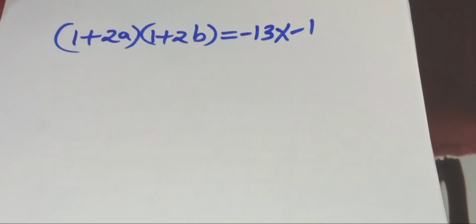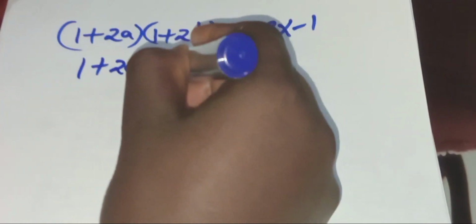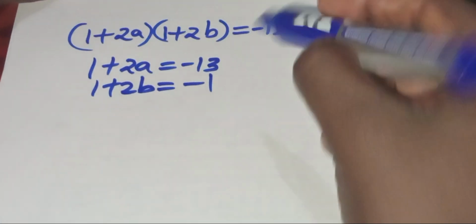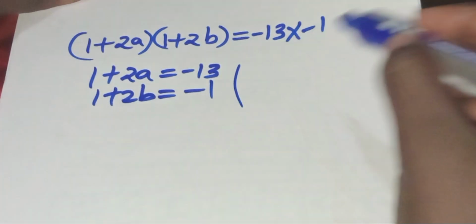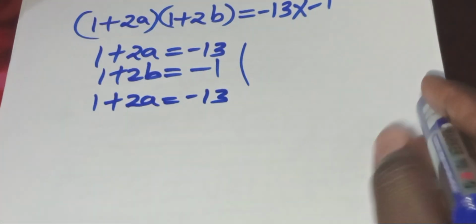Now we have 1 plus 2a and 1 plus 2b is equal to negative 13 times negative 1. So we'll have 1 plus 2a is equal to negative 13, and 1 plus 2b is equal to negative 1. Let's solve the values of a and b in the second part. 1 plus 2a is equal to negative 13, so 2a is equal to negative 13 subtract 1. So 2a is equal to negative 14. Divide both sides by 2, and that means that a is equal to negative 7.